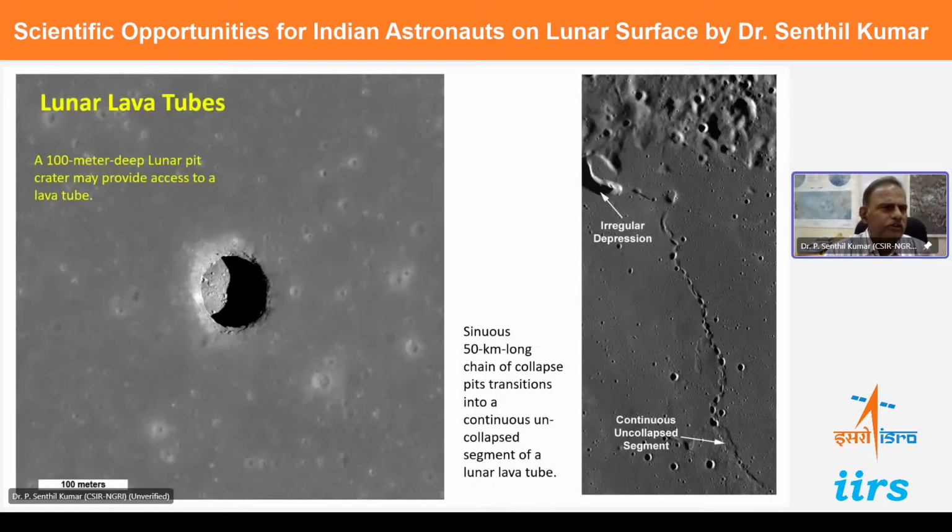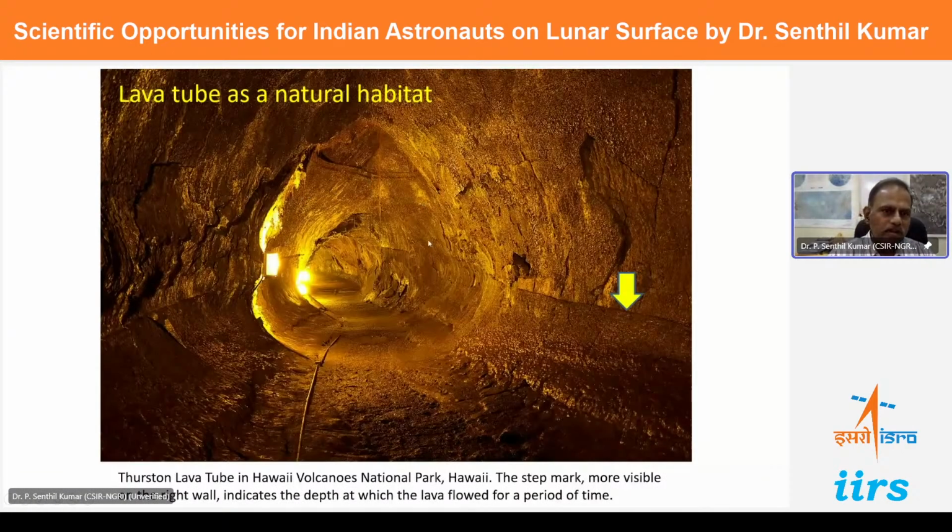And there are lava tubes. When the lava travels underneath in the subsurface, it produces caves and tubes. For example, you can see this is an example of lava tubes that can be used to understand this. And you can use this place to reside. Astronauts can go and live here on the surface of the Moon.